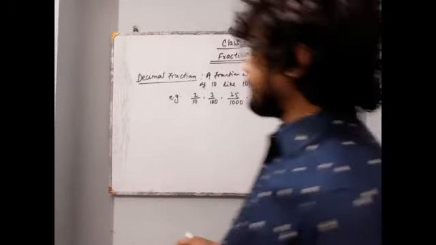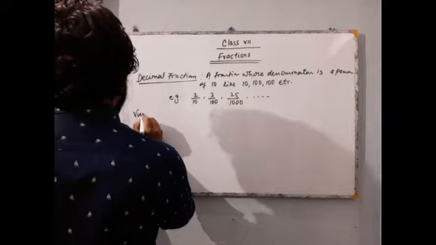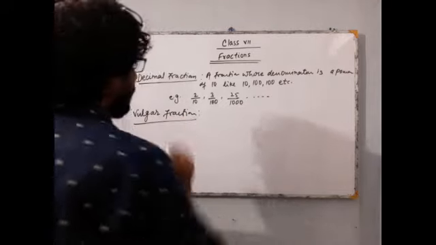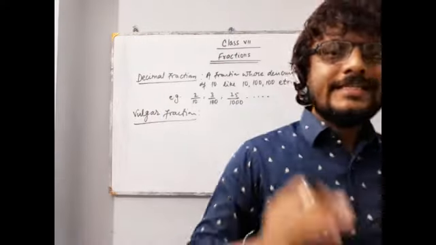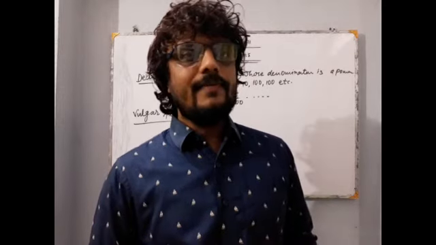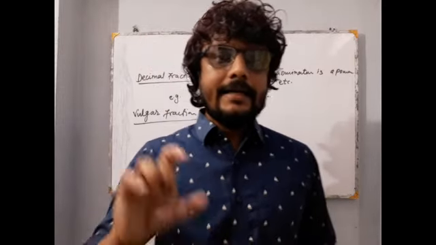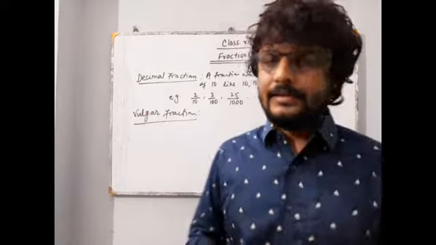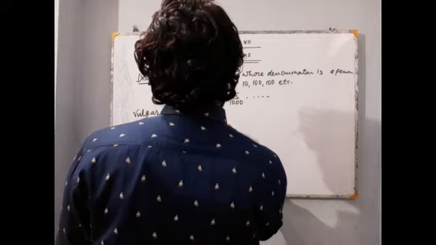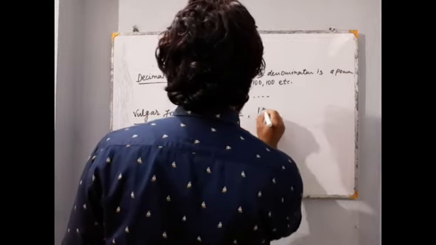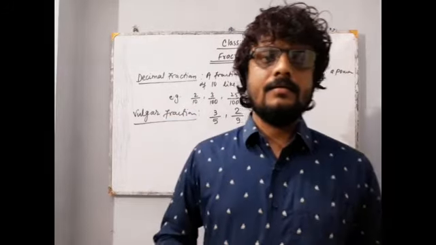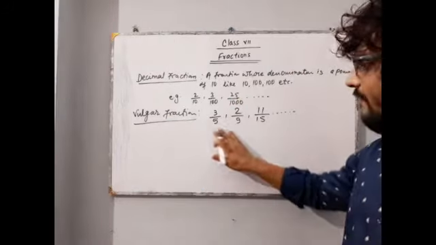Got it? Our next fraction is vulgar fraction. Vulgar fraction is a fraction whose denominator is other than a power of 10. यानी वल्गर फ्रैक्शन वैसे फ्रैक्शन को कहा जाता है जिनका डिनोमिनेटर 10 के पावर के अलावा कुछ भी हो सकता है. Example: 3 by 5, 2 by 9, 11 by 15. These all are called vulgar fractions. Okay?